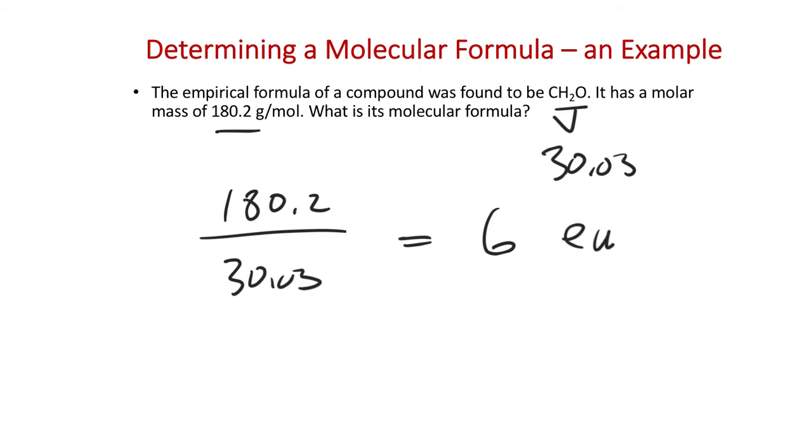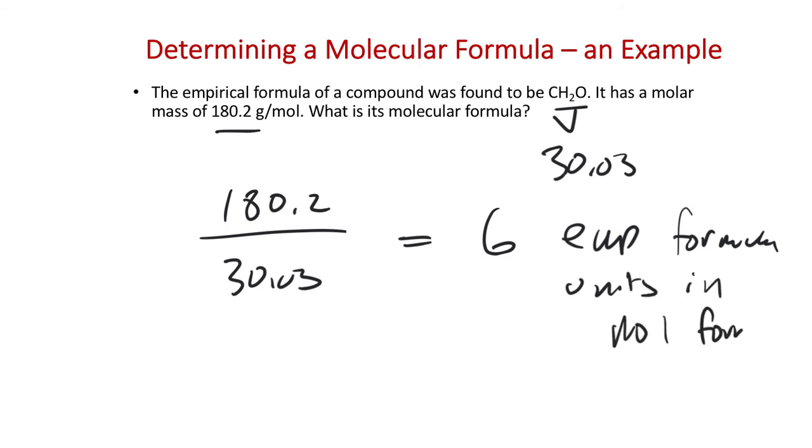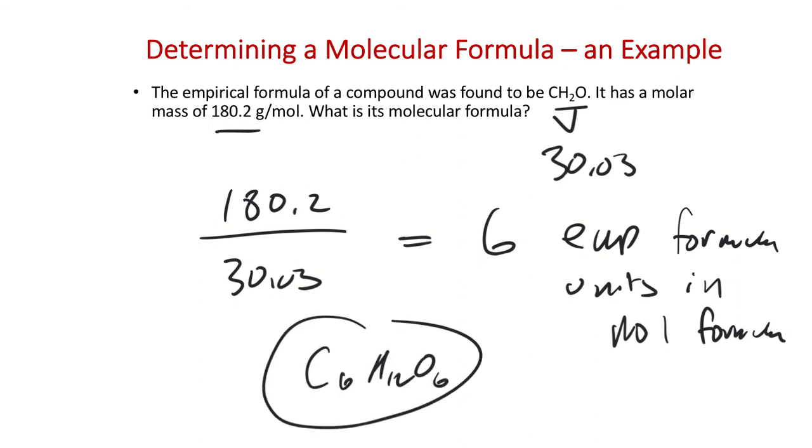So there's 6 empirical formula units in the molecular formula. So we have C6H12O6. So that's the idea, it's just using the empirical formula from percent composition data. We can use that along with the molecular weight to give us the molecular formula.